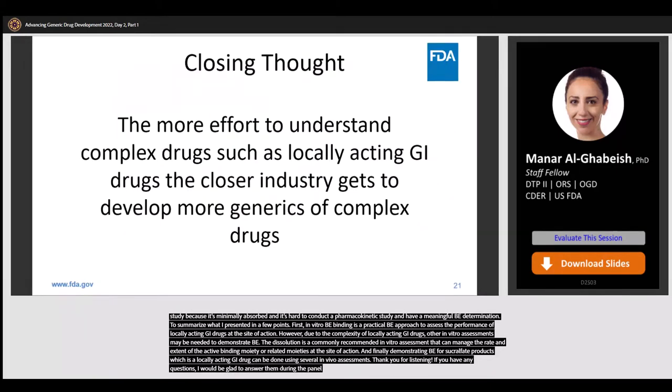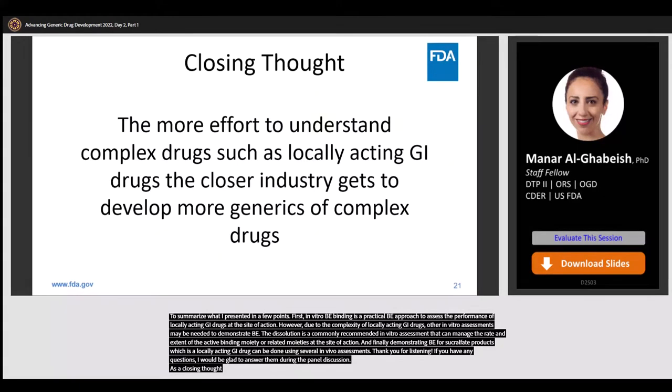As a closing thought, I want to say that the more effort we put into understanding complex drugs, such as locally acting GI drugs, the closer industry gets to developing more generics of complex drugs.